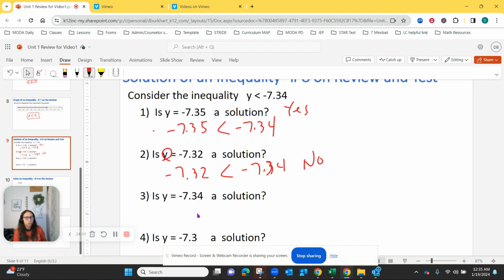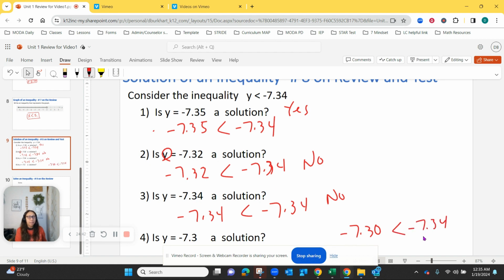So it is no. That's not a solution. The third one is -7.34 less than -7.34. Well, they are equal to each other, so again, that is not a solution. The fourth one is -7.30, so there's a 0 there, less than -7.34. Again, the bigger the number is, the smaller it is, but here -7.30 is not smaller than -7.34. So that makes a no.